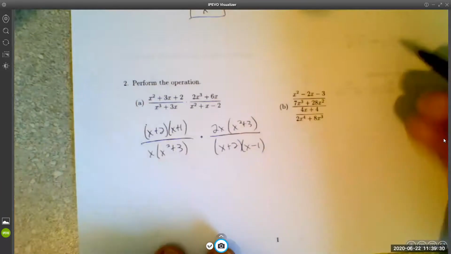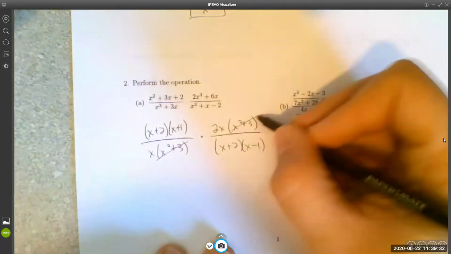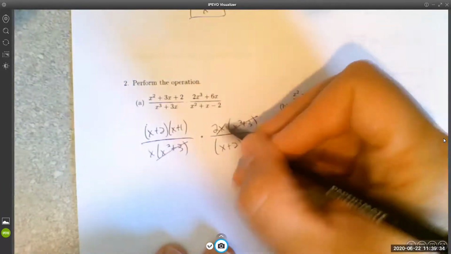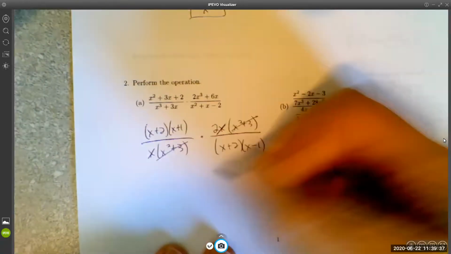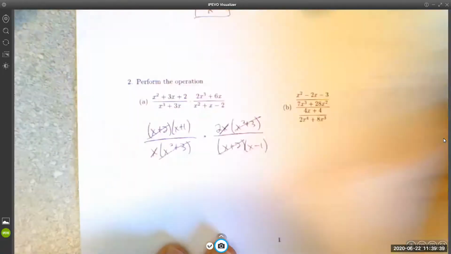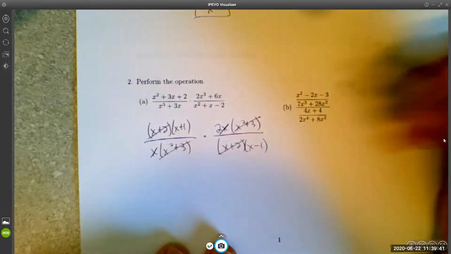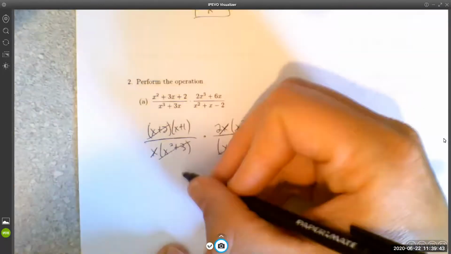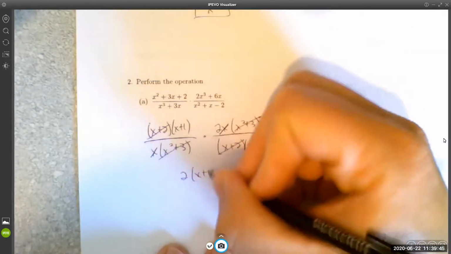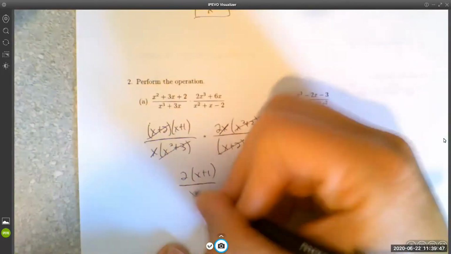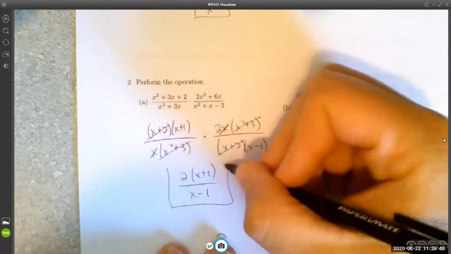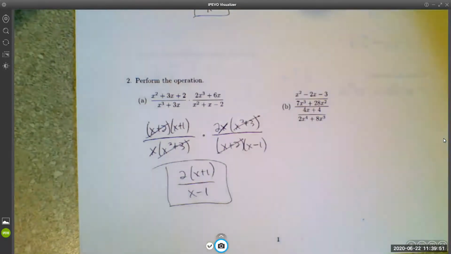Okay. That will cancel that. That will cancel that. And that will cancel that. I think we're left with 2 times (x plus 1) over (x minus 1). Okay, so there's that one.